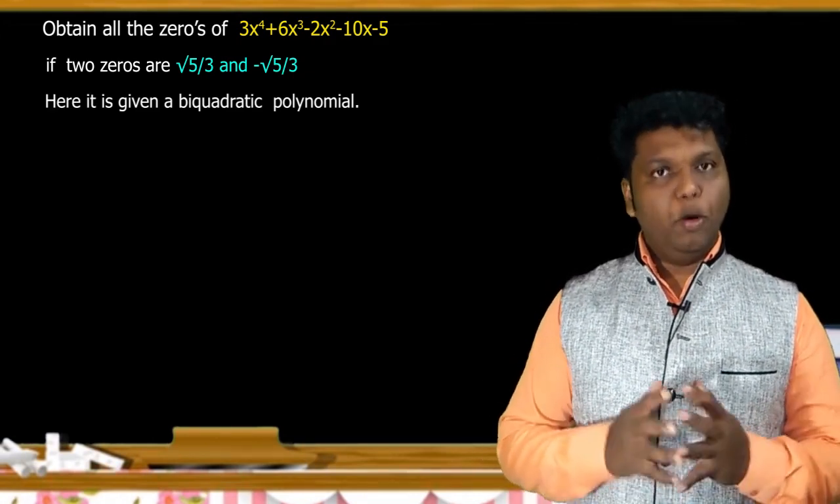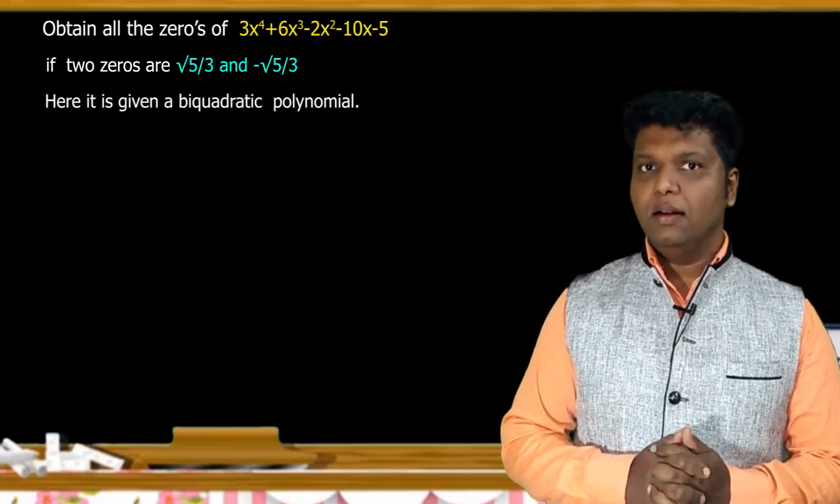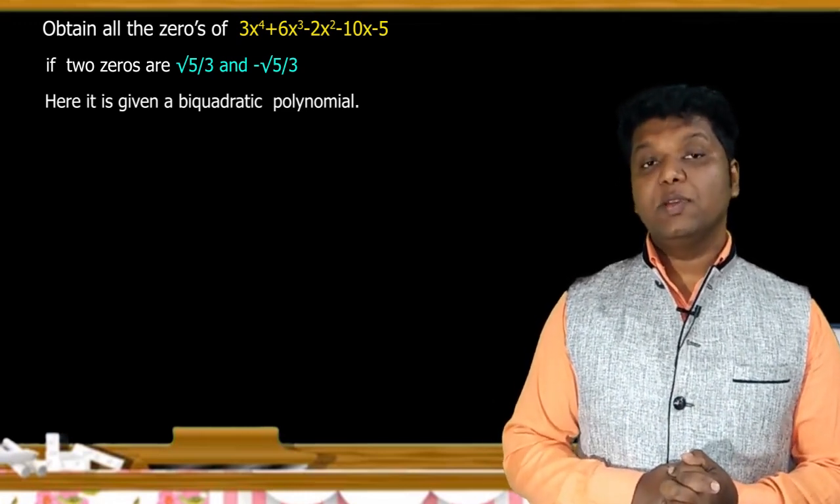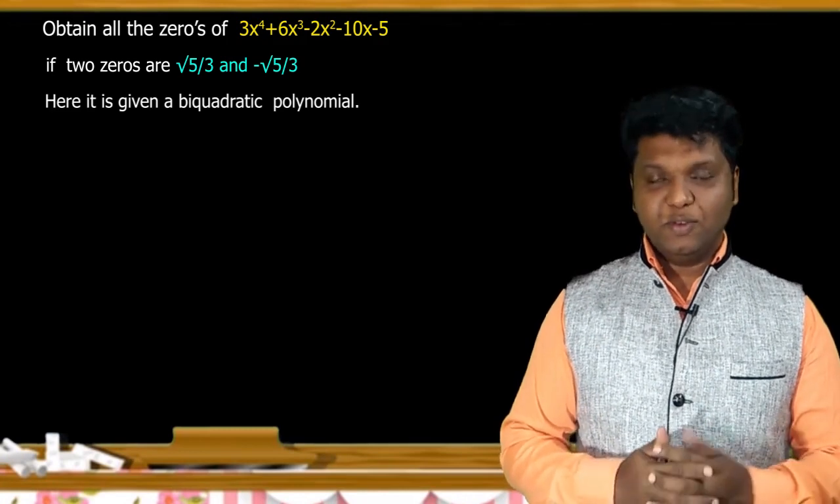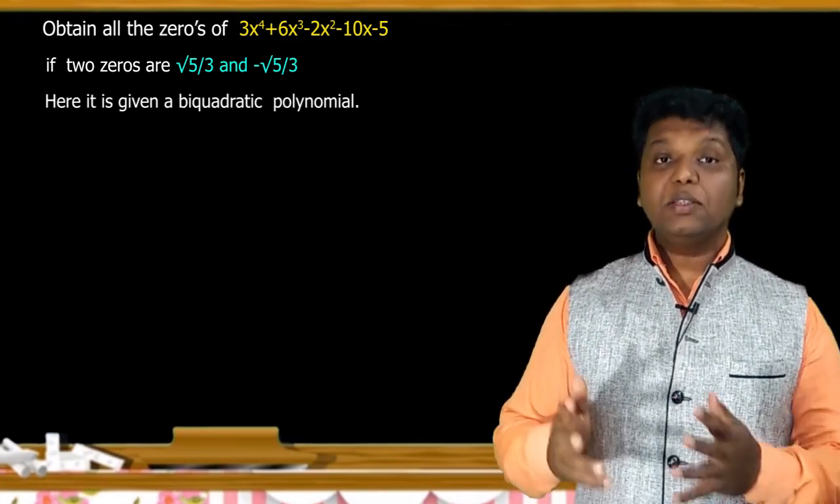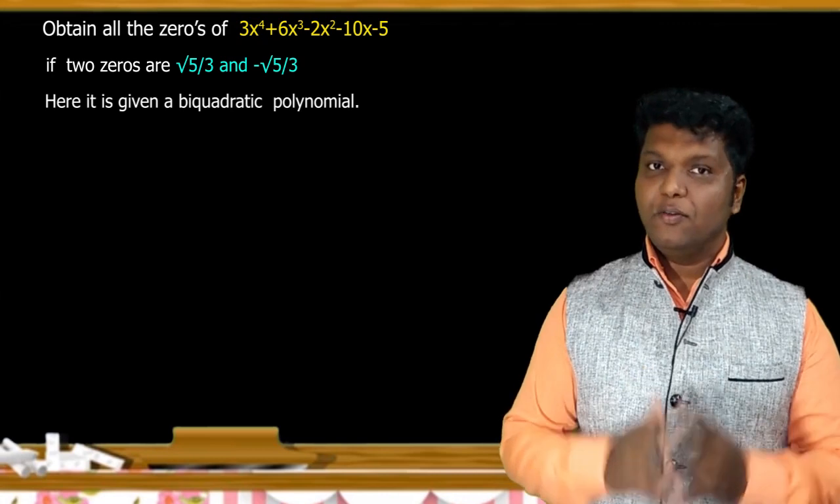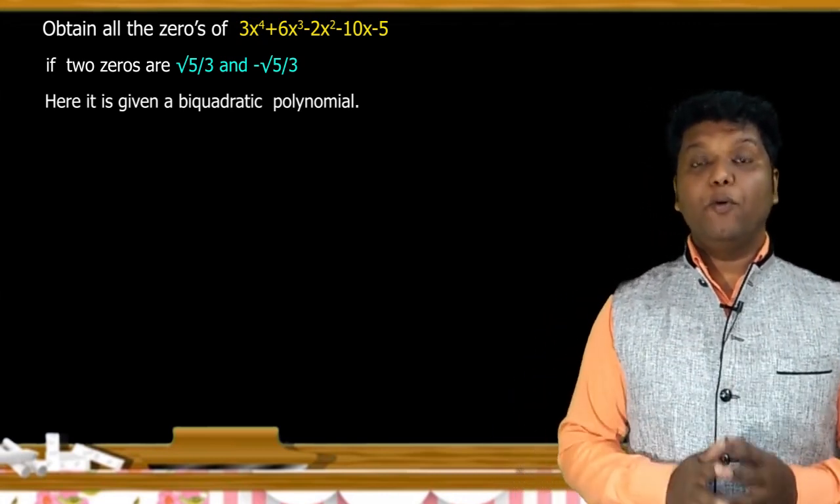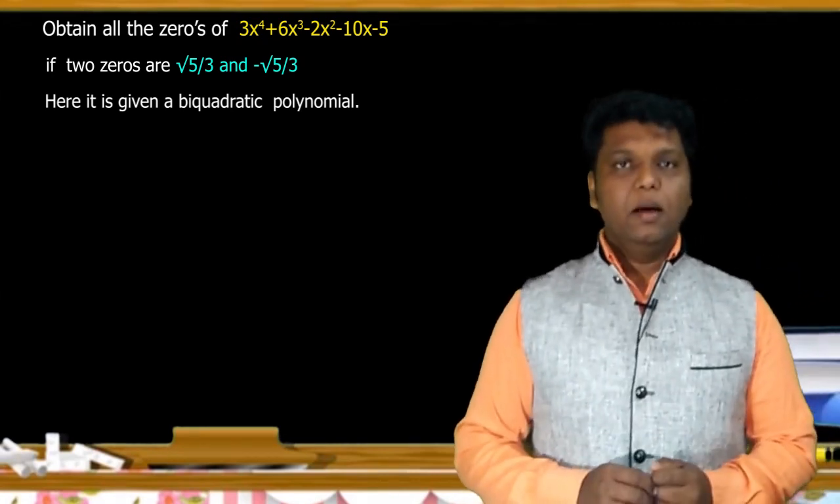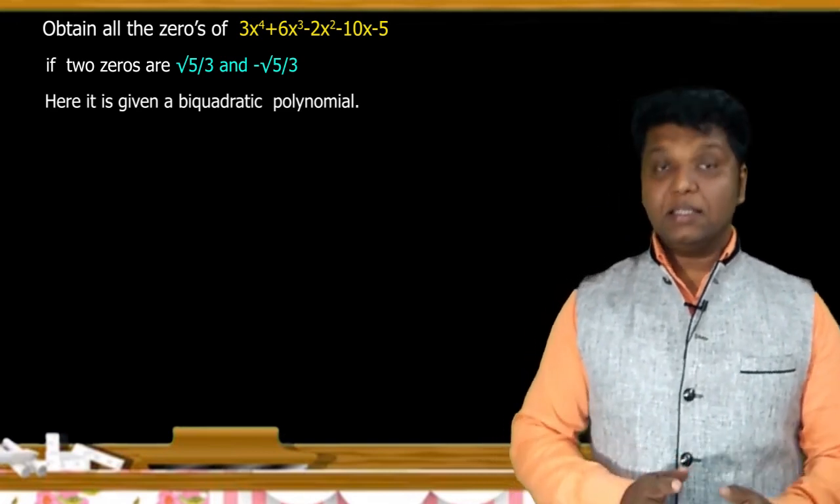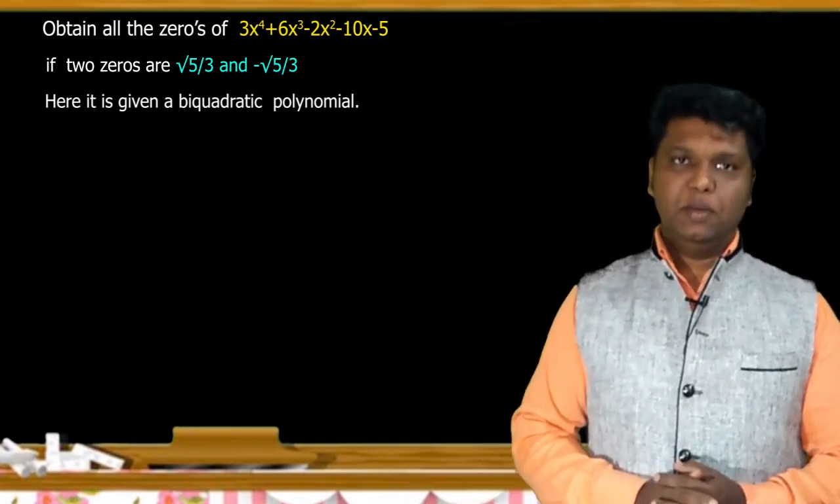First of all, let me ask you, how many zeros are there for this given polynomial? If you're solving this polynomial, how many zeros will you get actually? It's 4, right? Why? Because the degree of the polynomial is 4 itself. So, definitely there are 4 zeros for this given polynomial and 2 of them are given. That means we have to find the next 2, isn't it?